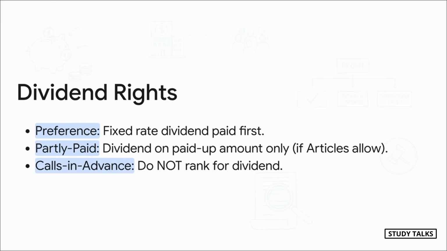First, preference shareholders. As the name suggests, they get preference. They get their fixed-rate dividend before a single rupee is paid to the equity shareholders. They're first in line. Second, partly paid shares. Let's say a share is worth 10 rupees, but only 5 rupees has been paid up. Well, the dividend is generally paid only on that paid-up amount of 5, as long as the company's articles of association say it's okay. And finally, here it is, the answer to our opening question.